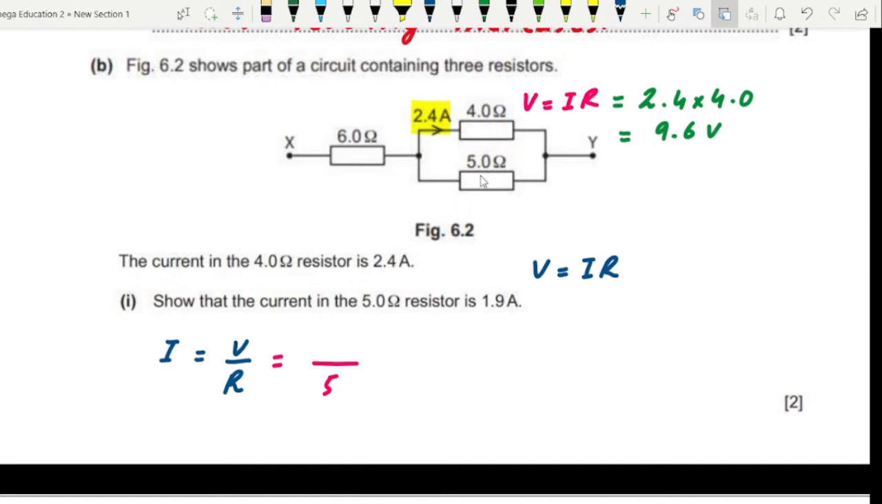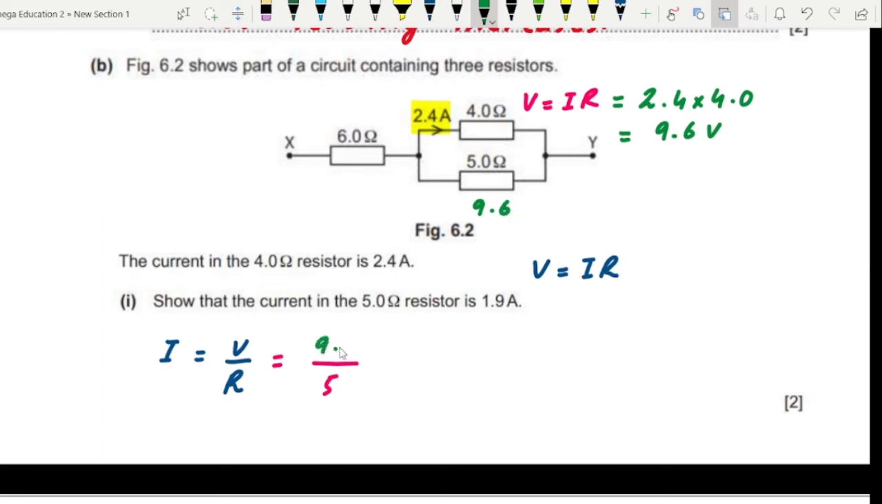You see, properties are being used indirectly. For the most part, they don't ask you, is the voltage the same in a parallel circuit? And then you're provided with 2 options, yes, no. No, you don't get questions like these. You get questions in which you have to recall those properties and use them indirectly. So the voltage across this one would also be 9.6 volts.